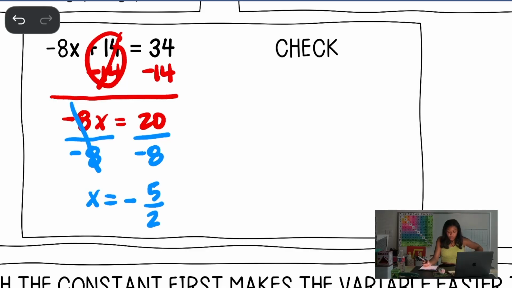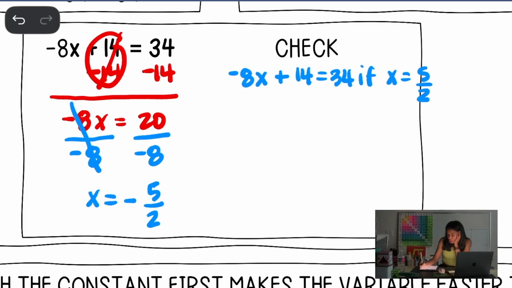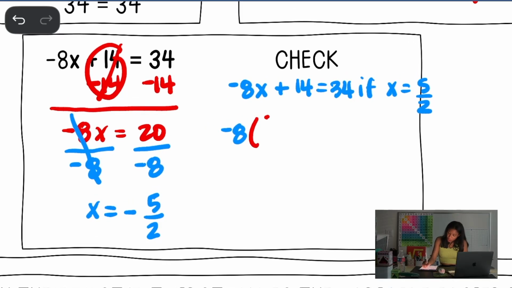And I don't have to keep dividing that out. I'm going to leave it like that. Perfect. Let's go ahead and move on to the check. You're going to check by writing the original equation again, negative 8x plus 14 equals 34, if x equals 5 over 2. I'm running out of room in that box, but it's okay. I'm going to plug in 5 over 2 like that, just so that you can see it.